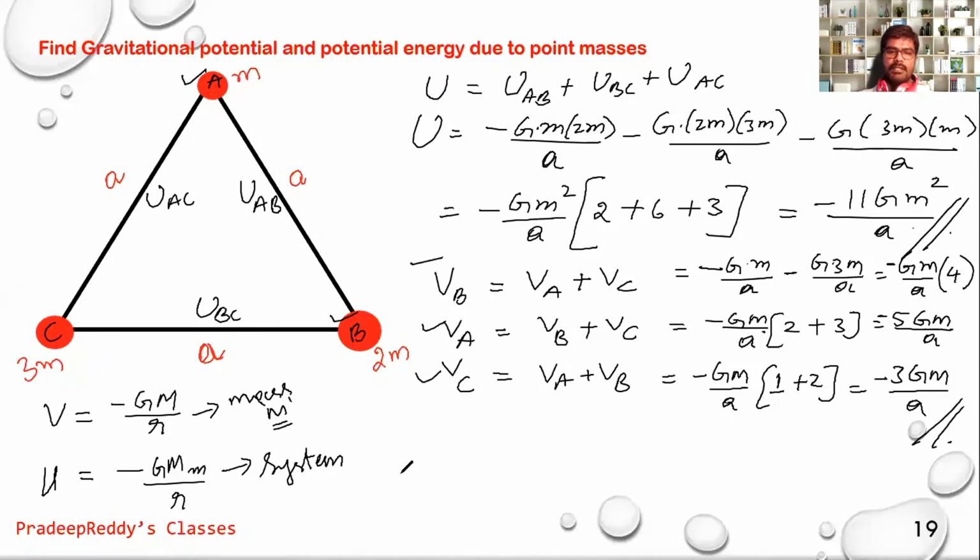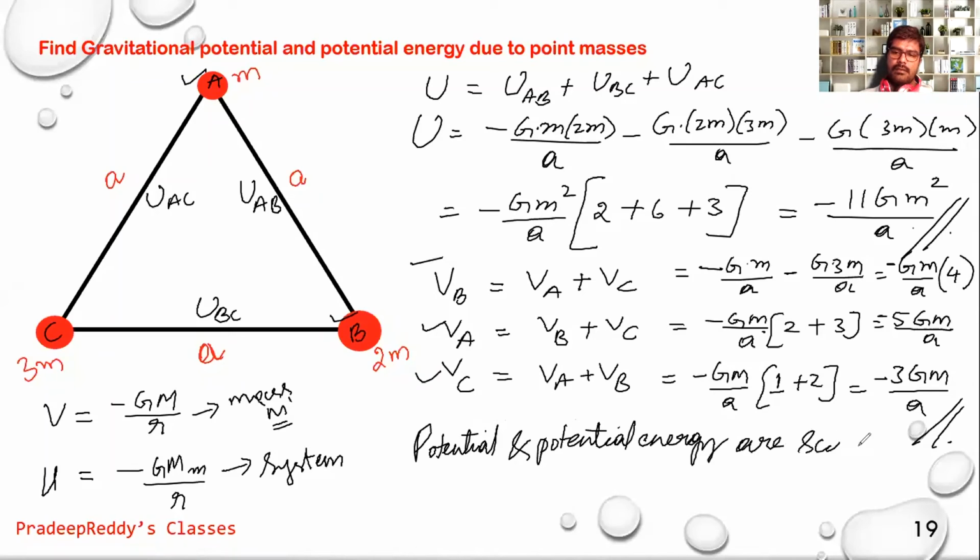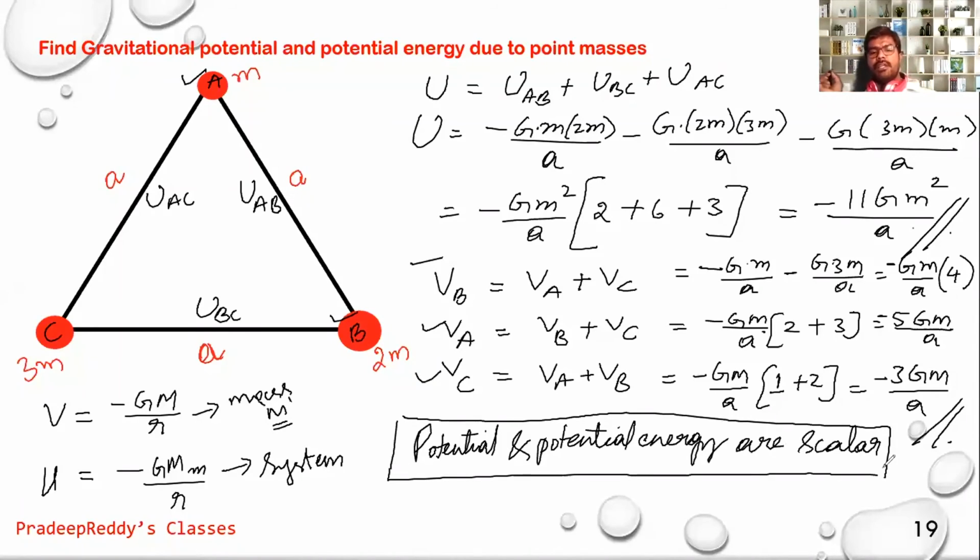And remember that potential and potential energy are scalar. They are scalar. Gravitational potential and potential energy, they are scalar quantities. That is the reason why we are directly adding them.